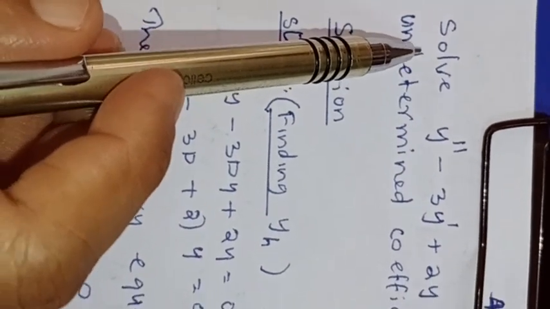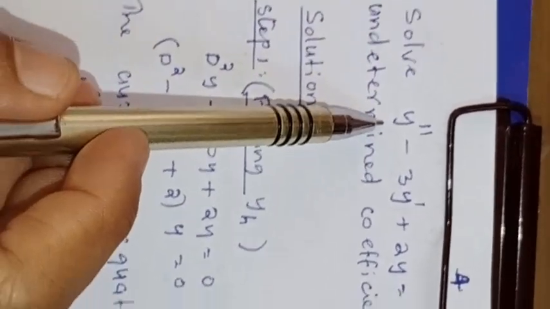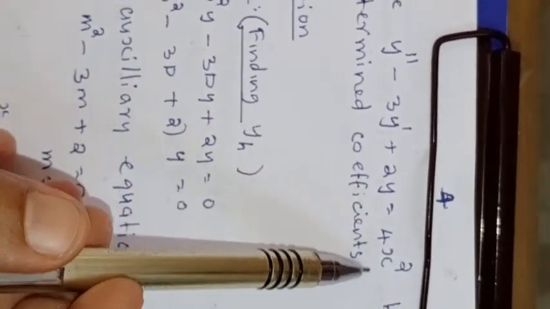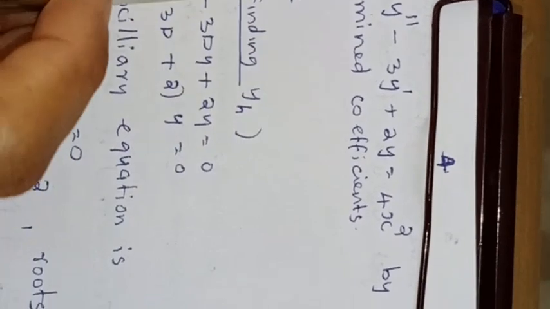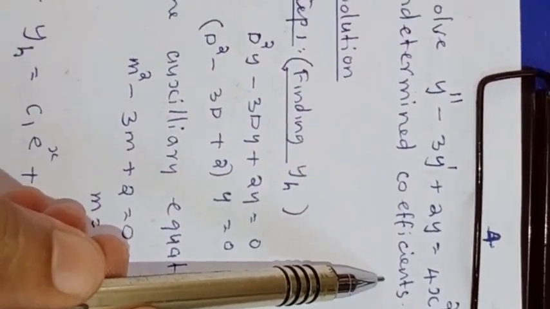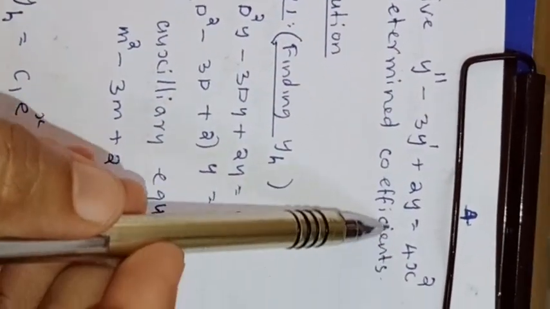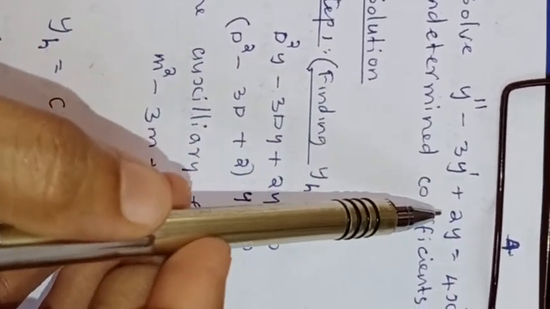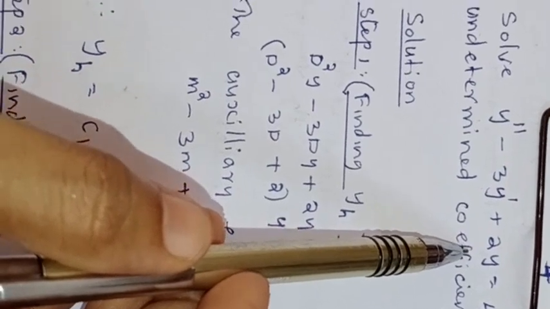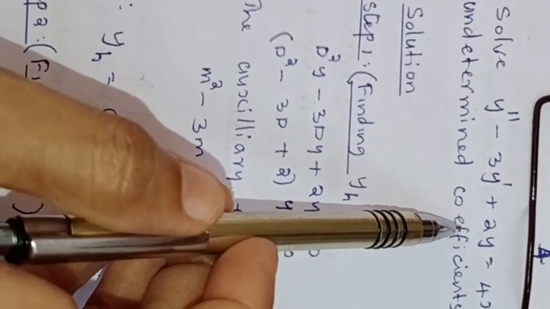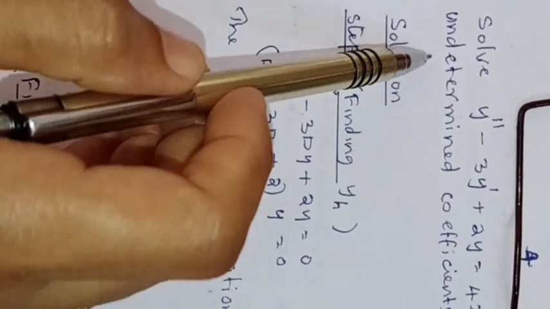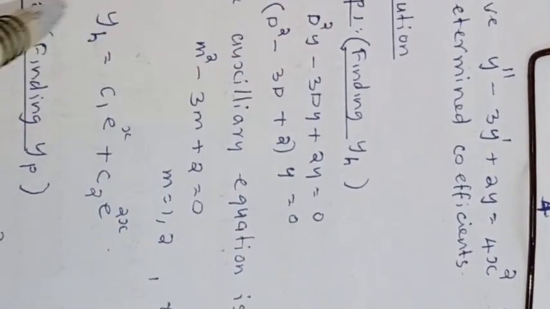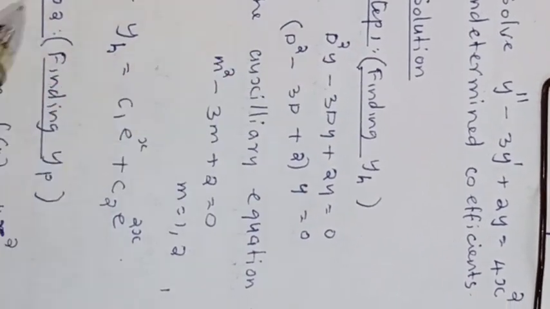Let us consider the first question. Solve y double dash minus 3y dash plus 2y equal to 4x square by the method of undetermined coefficients. We know this is a non-homogeneous differential equation with constant coefficients, and we are discussing how to find the complementary function and particular integral by using undetermined coefficients. Now, I am dividing the procedure into 4 different steps.